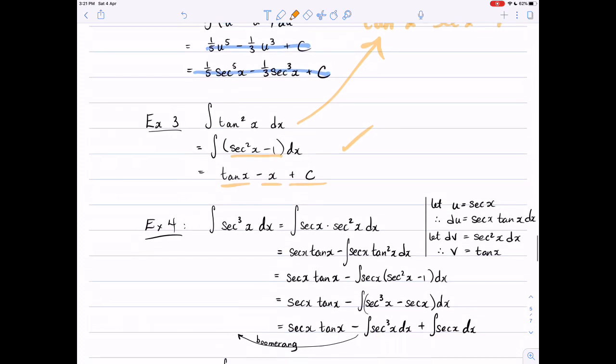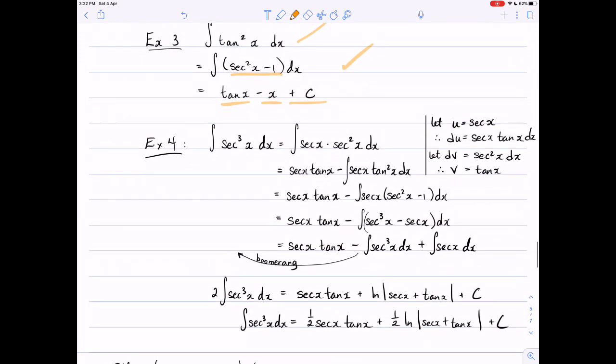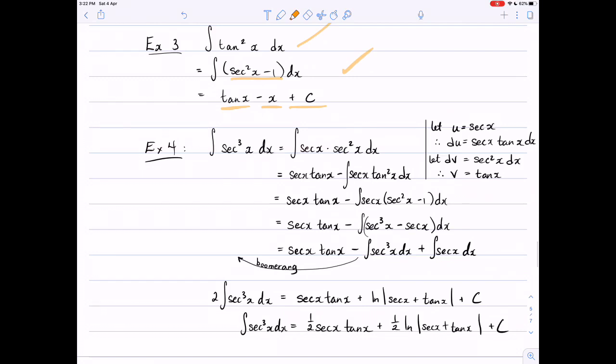Now, what about secant cubed? Well, that one is not so easy. So this one, integration by parts. How do you know? Well, you kind of don't. You do examples and you remember what you've seen, and then you try different things, and well, that's what it is, guys. So IBP, integration by parts.